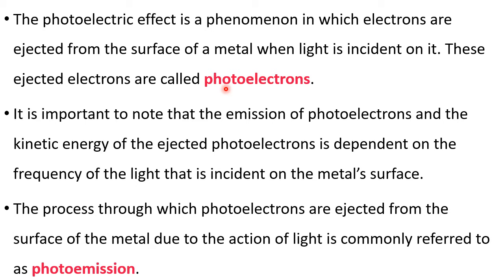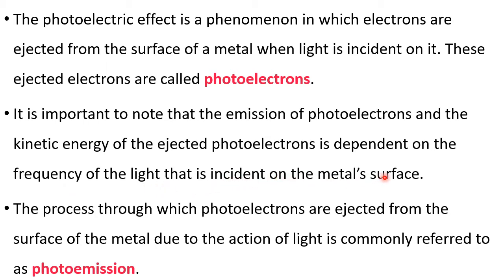So they can be ejected or removed easily with the help of light energy. When light energy falls on a certain metal surface, electrons are ejected, and those electrons are called what? Photoelectrons. And the effect is called what? Photoelectric effect. Let us see the second point. It is important to note that the emission of photoelectrons and the kinetic energy of the ejected photoelectrons is dependent on the frequency of the light that is incident on the metal's surface.